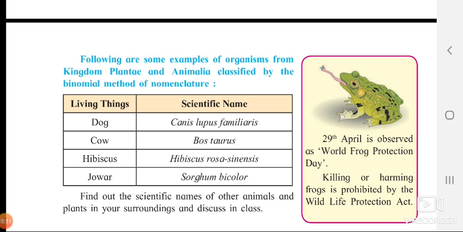One thing you can remember here, they have given you one important date. 29th April is observed as World Frog Protection Day. Many people, when you go for higher education, earlier there was a dissection process. Frogs were killed for dissection. Dissection means to remove the parts, to see the parts of it. So 29th April is celebrated as World Frog Protection Day. Killing and harming frogs is prohibited by the Wildlife Protection Act. So we are not supposed to kill the frogs, and we are not supposed to harm the frogs also.